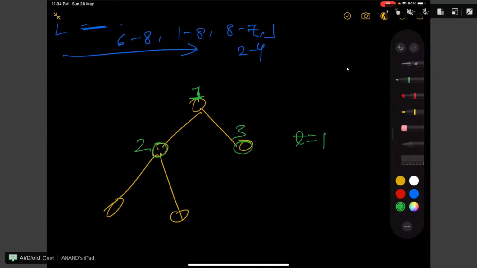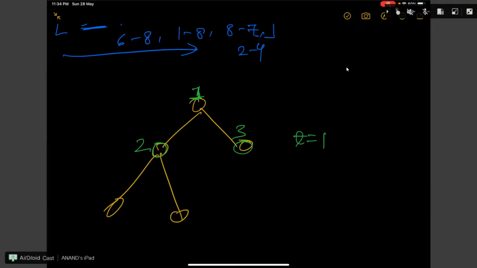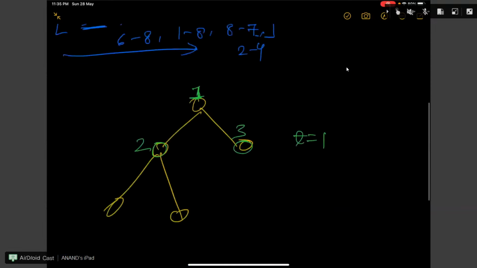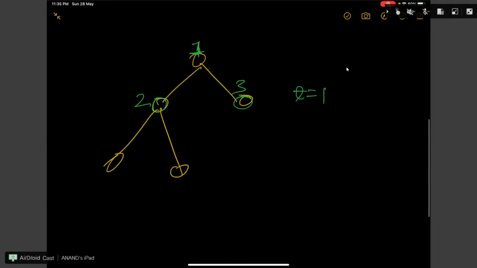This is clear, right? They will definitely be drawn by t is equal to 1 because all these edges are coming in your edge list. Okay, now there is one more constraint. So by t is equal to 1 these will be drawn. Next, by t is equal to 2, all these nodes will be drawn.